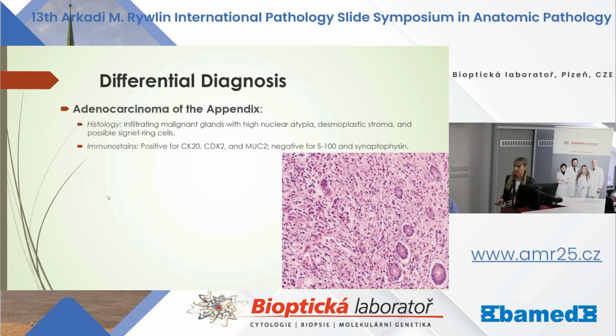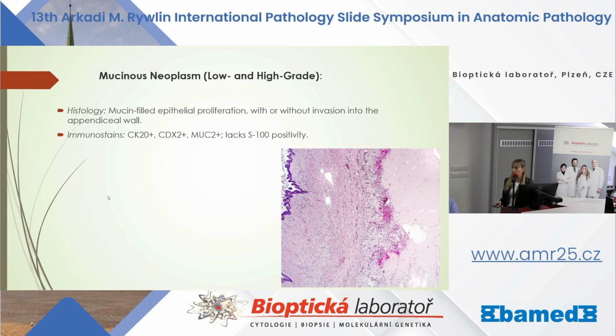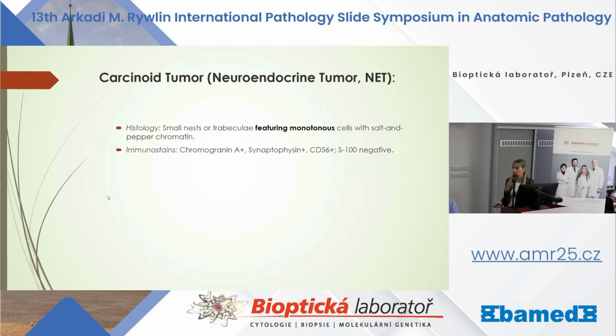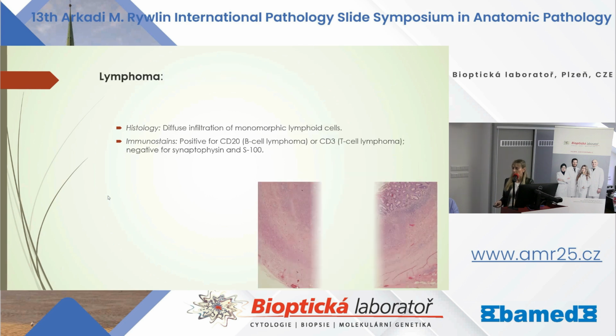Differential diagnosis, at low power, can be with adenocarcinoma of the appendix, especially when there is a desmoplastic stroma, but it's negative for S100 and synaptophysin. Also with mucinous neoplasm, because at low power it can mimic, but it lacks S100 positivity. With carcinoid tumor, because it's synaptophysin positive and CD56 positive, but it's S100 negative. And at low power with lymphoma, lymphoma is negative for S100.